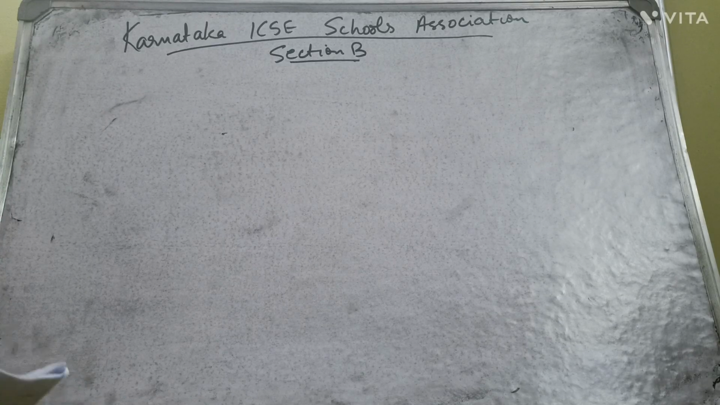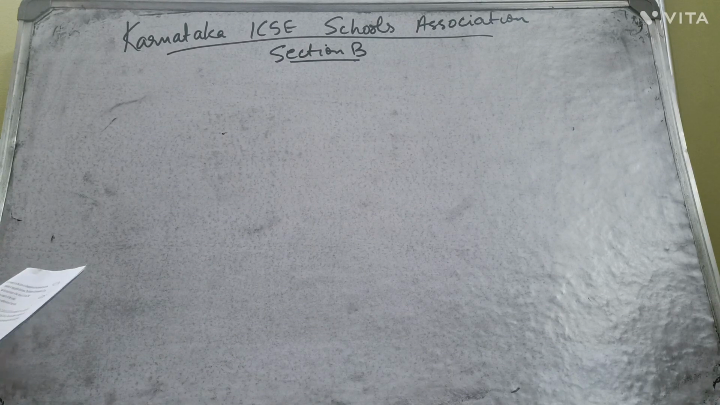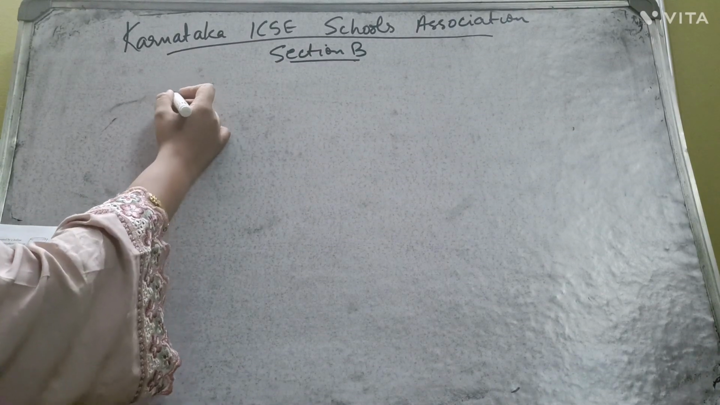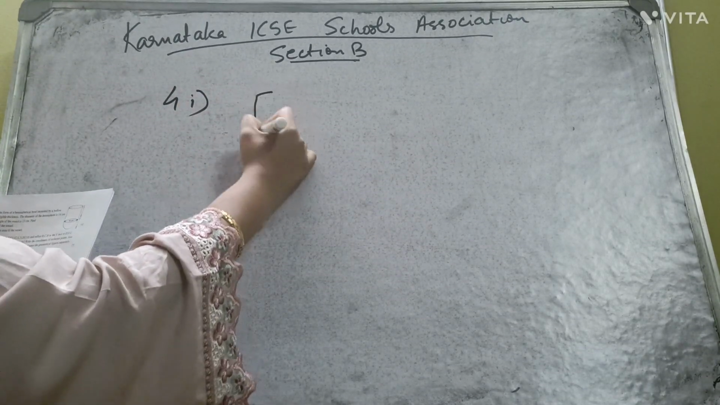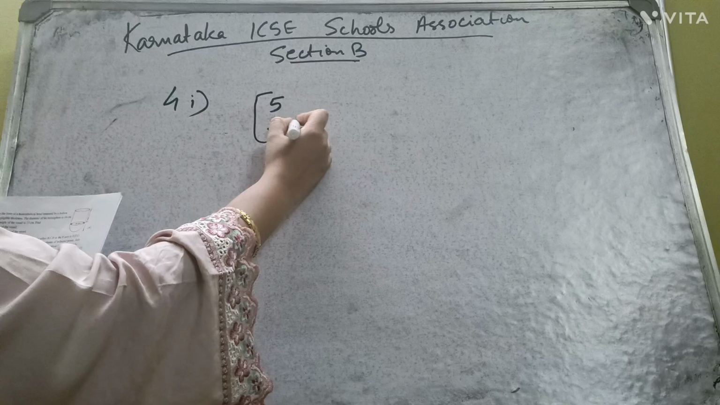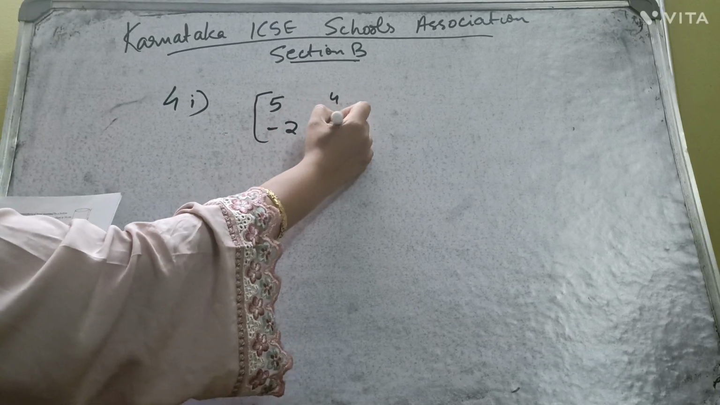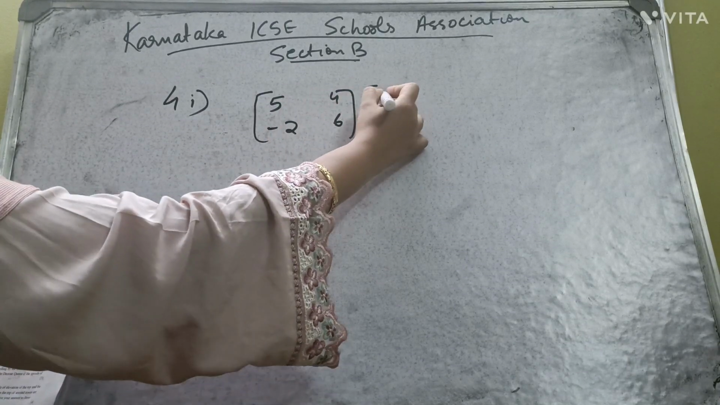Hello mind risers. Today we'll be solving the Karnataka ICSE School Association, the KISA paper 2025, Section B part. Alright, so this is question number 4, fourth main, first one. It's a question from matrices where you need to find the values of x and y.